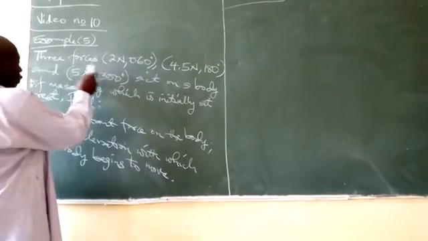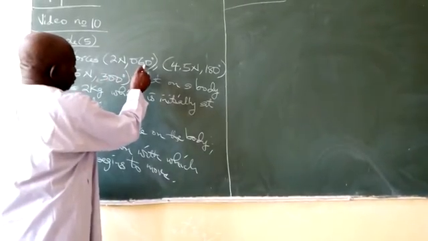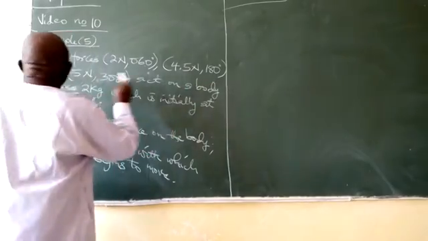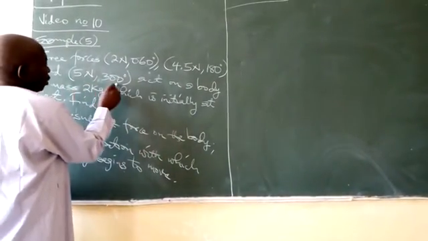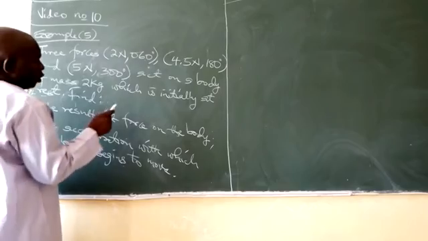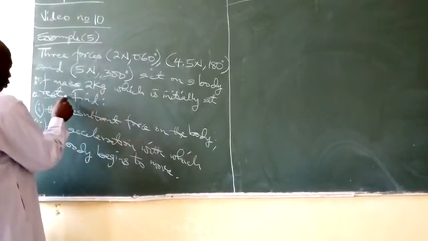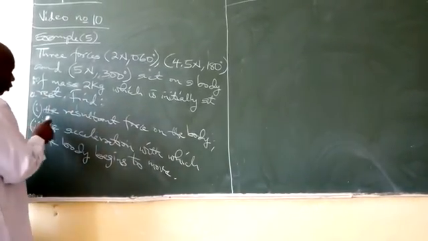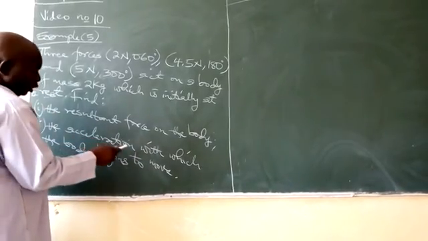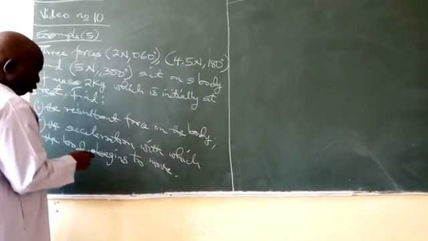So, 3 forces, 2 Newton, 60 degree, 4.5 Newton, 180 degree, and 5 Newton, 300 degree, act on a body of mass 2 kg, which is initially at rest. Find 1. The resultant force on the body. 2. The acceleration with which the body begins to move.